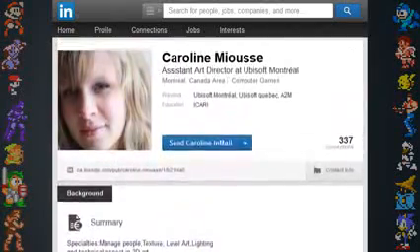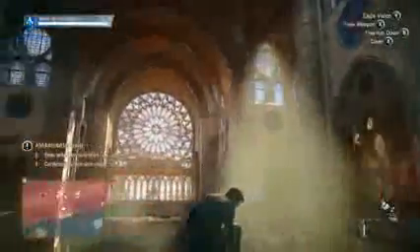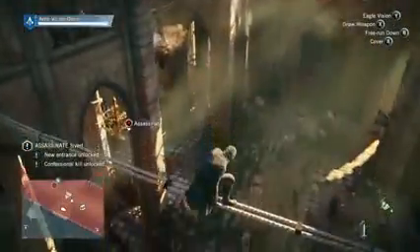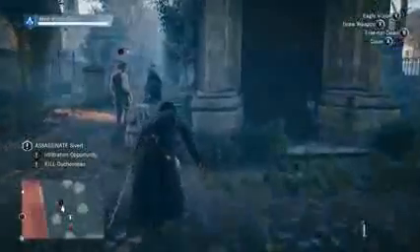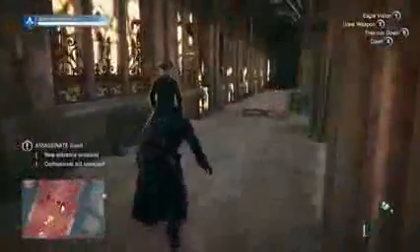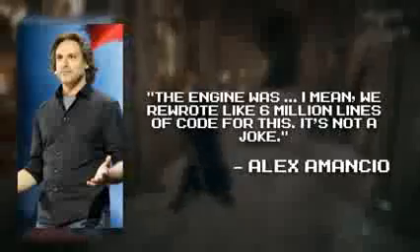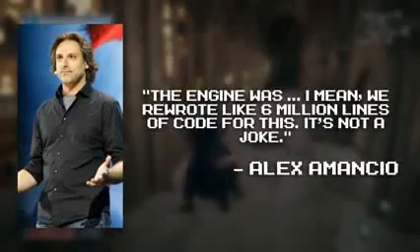It took more than 2 years for Assassin's Creed Unity's senior-level artist, Caroline Miousse, to create the in-game Notre Dame Cathedral. She worked with a historian to make sure it stayed as true to life as possible on a 1-to-1 scale. Unfortunately, much of the art inside the cathedral had to be changed, as it was protected under copyright law. Assassin's Creed Unity has another incredible statistic. The game's crouch mechanic took 6 million lines of reworked code to function. Unity's creative director, Alex Amancio, told Joystiq, "The engine was, we rewrote like 6 million lines of code for this. It's not a joke."